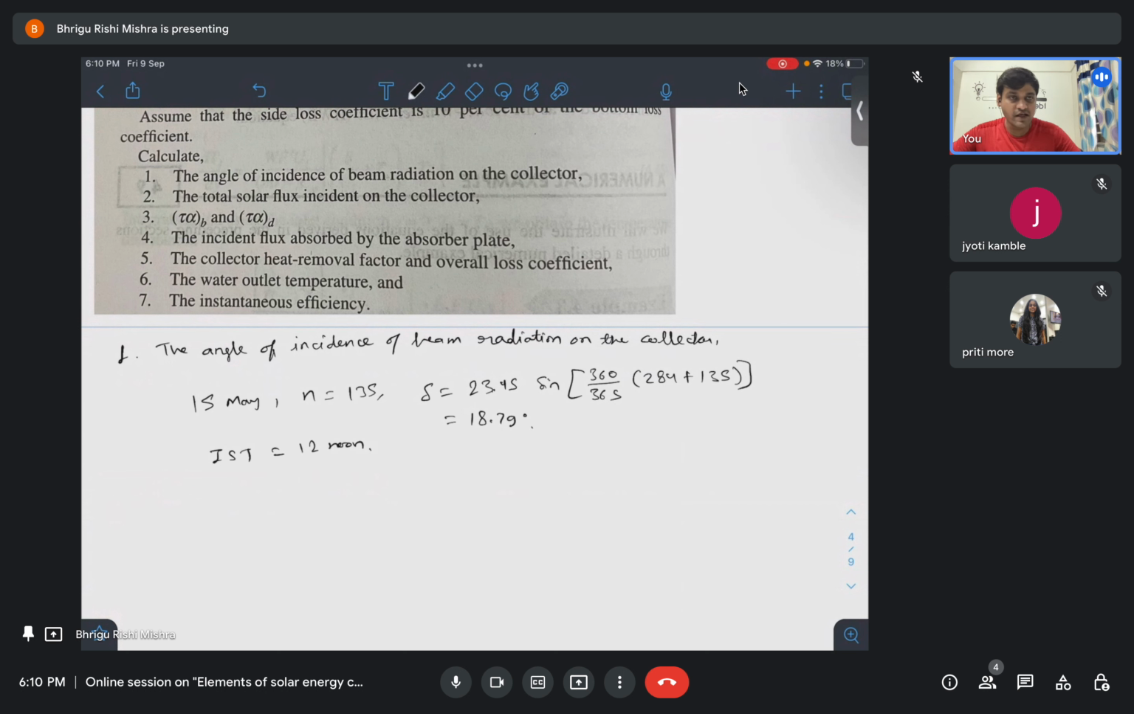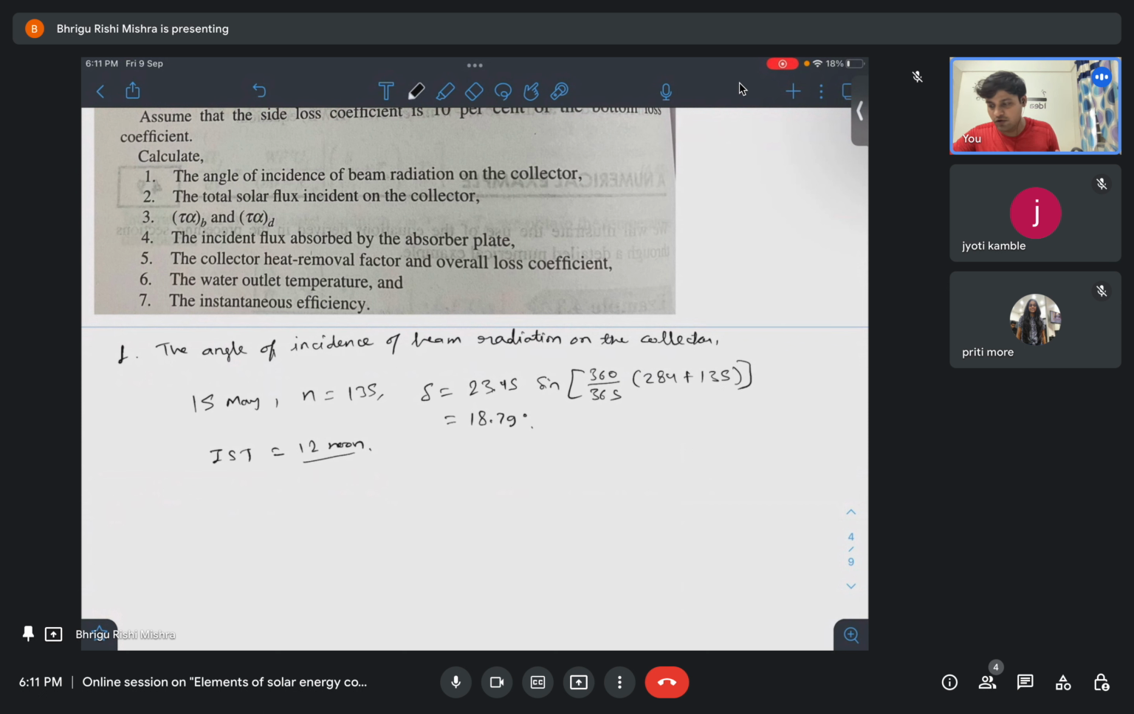Now the IST, Indian Standard Time, is given as 12 noon. However, we calculate omega based on the local apparent time, that means the solar noon of the local place, not the standard time. So this 12 noon is the standard time, and we have to calculate our angle based on the local solar noon. For that we need to calculate the local apparent time.